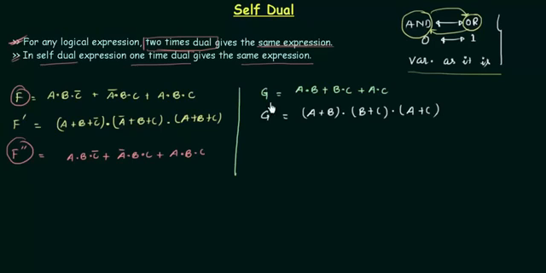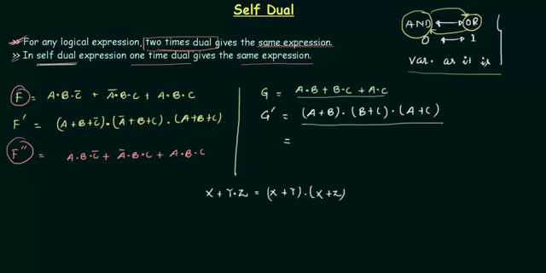Now you will say G and G prime are not same. I told you that 1 time dual will give us the same expression in case of self-dual, but here you will say they are not same, because we have to convert this obtained result in this form. For this we have to use the Boolean algebra and do some simplification. So let's start by using the distributive law. Distributive law says x or y and z can be written as x or y and x or z.